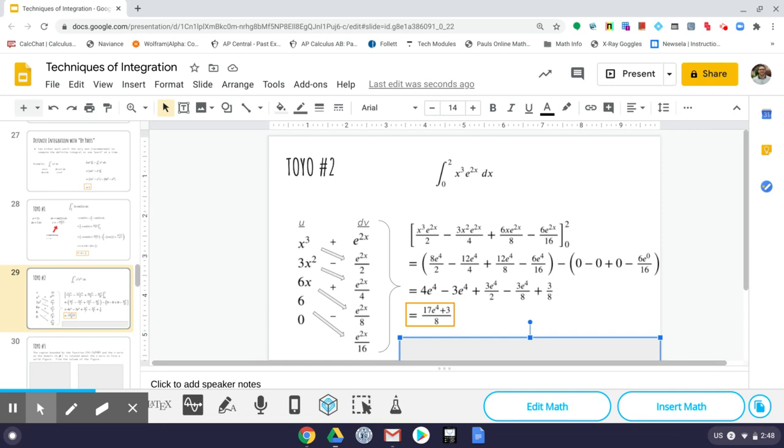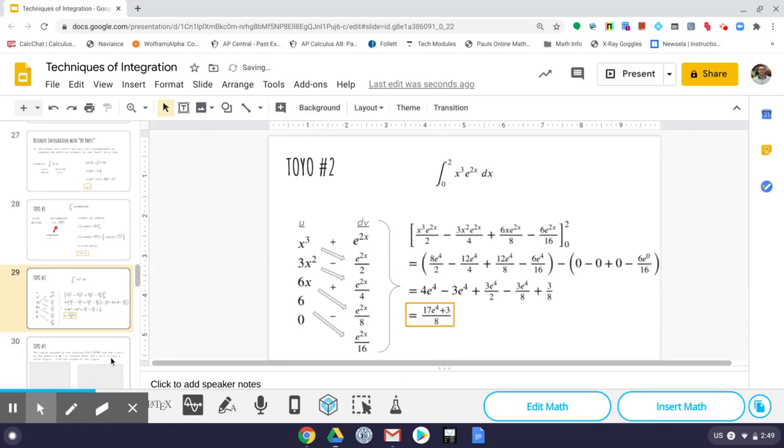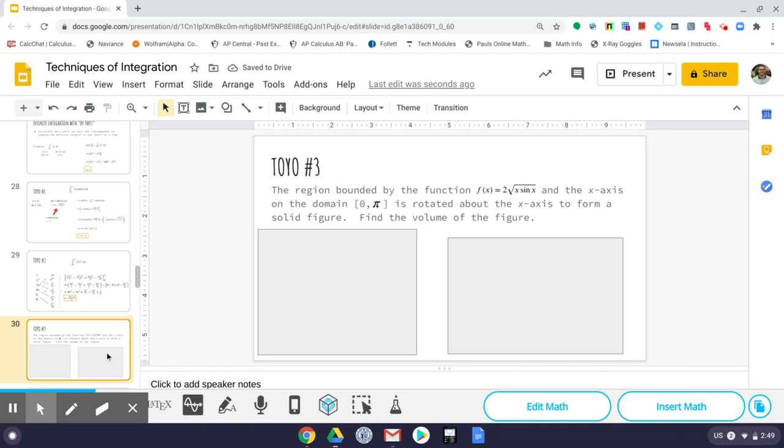But again, pause the video, try it yourself. If you still don't get it, make a note, let me know. But really try to do that because that's something I think we're all capable of doing. It's just finding some common denominators and combining fractions. All right, last try on your own.